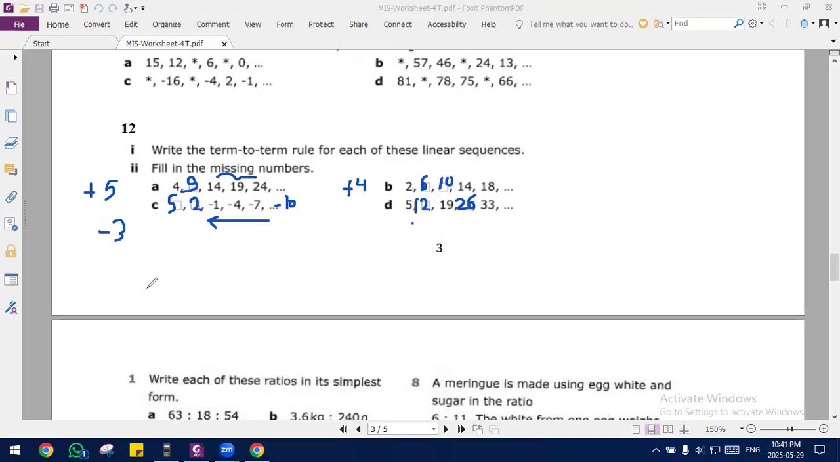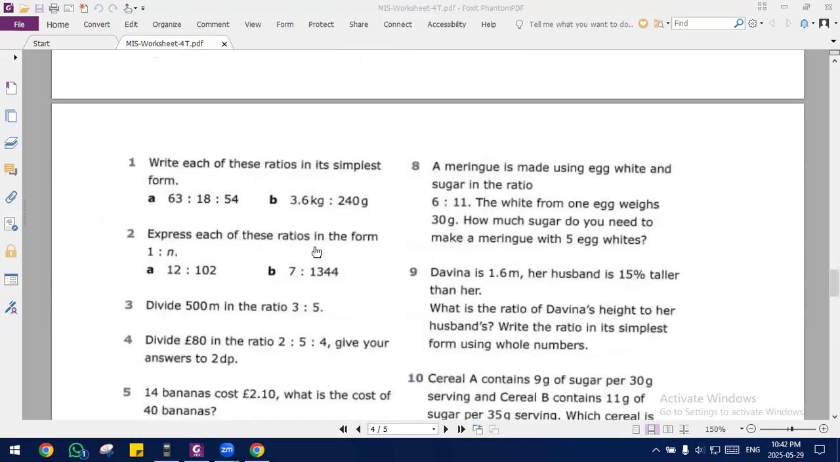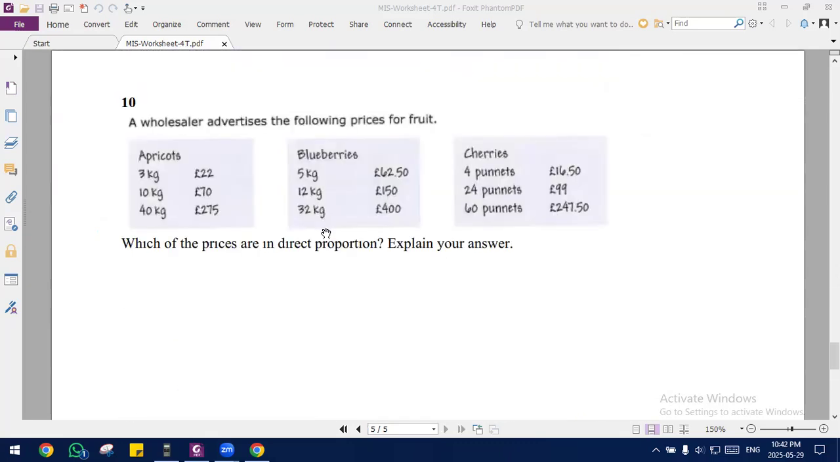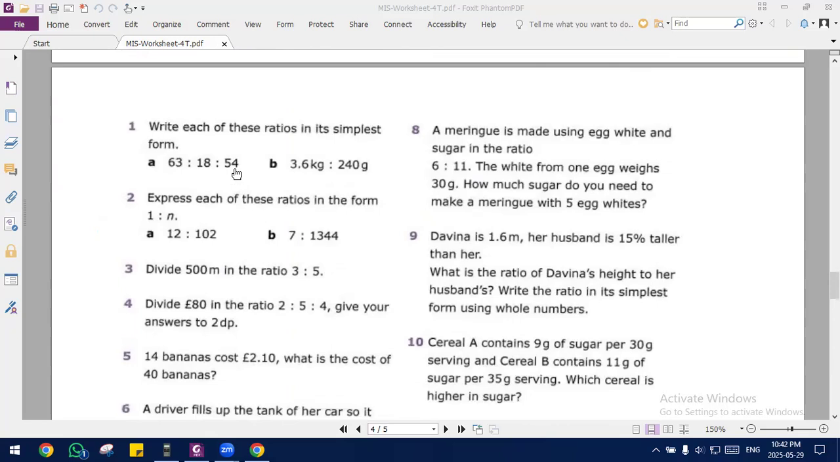Okay. Then, is it the last one? No, I still have more. Okay. Next. Also here, I'll not solve all the questions because they are a bit similar. Write each of these ratios in its simplest form. Simplest form, what does that mean? We said that ratio is parts, okay? And we deal with it similar to fractions. Remember in a fraction, they say write it in simplest form. So this is similar to it. Fractions can be simplified. Ratios can be simplified.